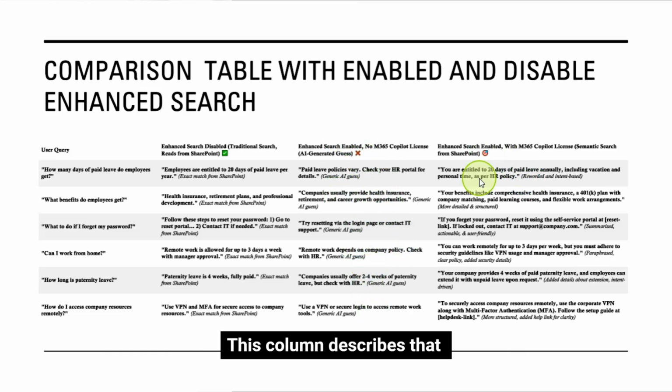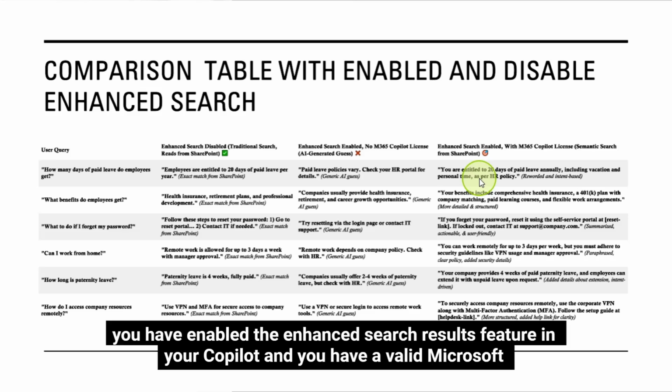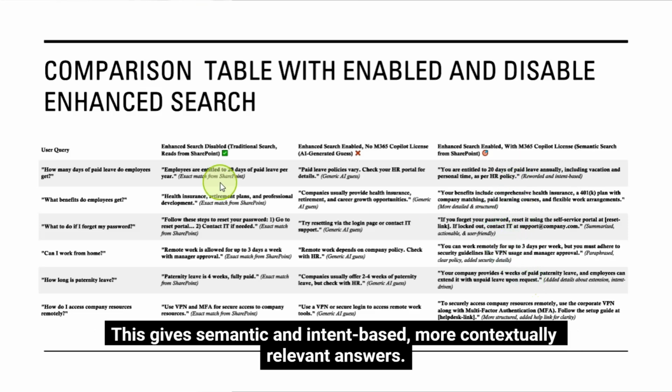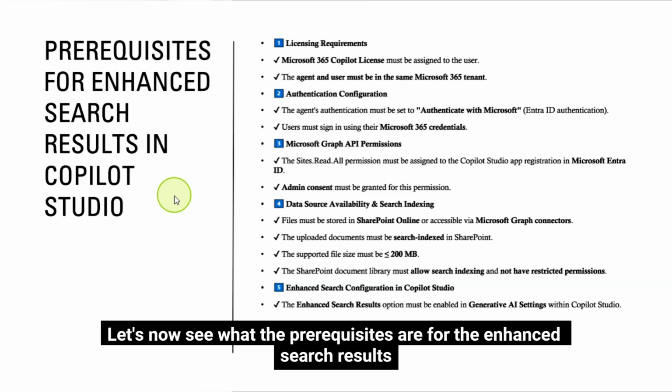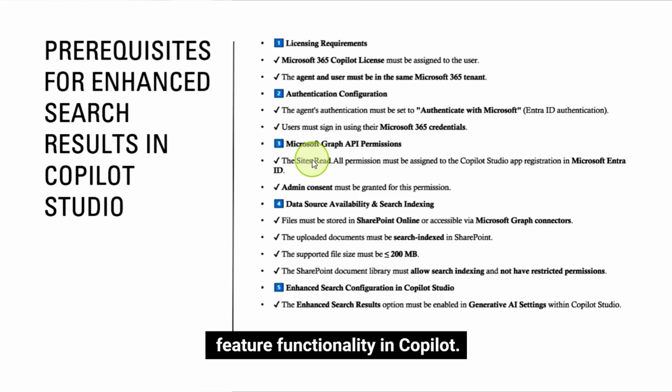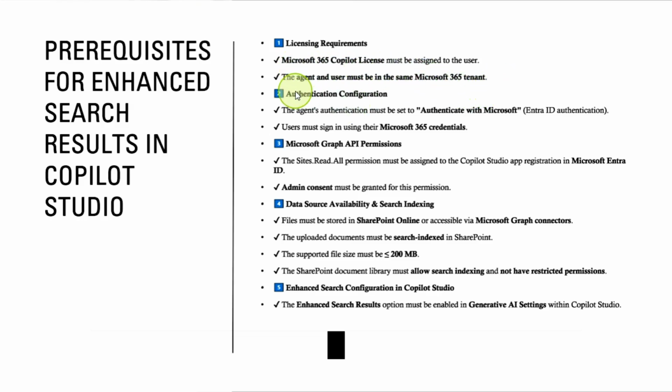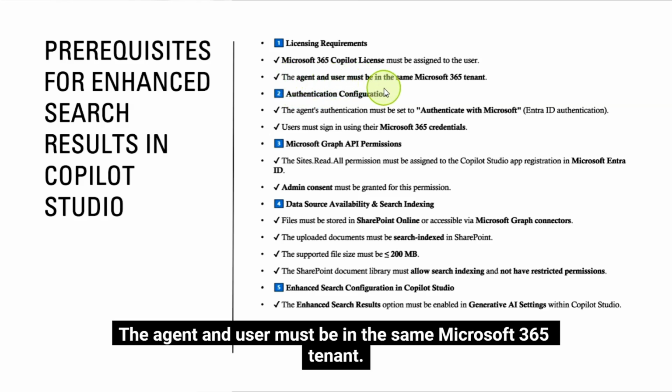This column describes that you have enabled the enhanced search results feature in your Copilot, and you have a valid Microsoft 365 Copilot license, and you meet other prerequisite criteria. This gives semantic and intent-based, more contextually relevant answers. Let's now see what the prerequisites are for the enhanced search results feature functionality in Copilot. From the licensing point of view, Microsoft 365 Copilot license must be assigned to the user. The agent and user must be in the same Microsoft 365 tenant.